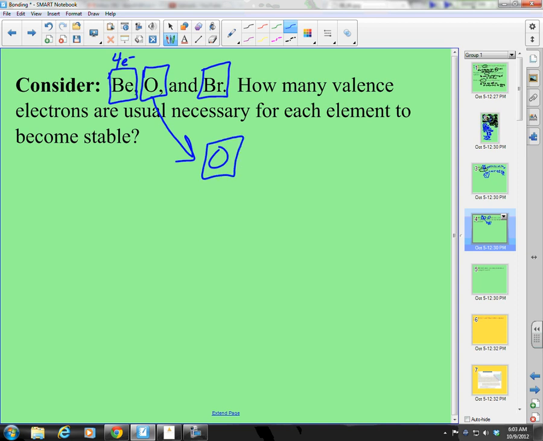Good. How many valence electrons are usually necessary for each? Oh, excuse me, that wasn't the question. So oxygen usually wants 8. Beryllium wants 4. And bromine, since we don't know anything else, we're going to say it usually wants 8. But it can have more. All right? Good. Moving on.